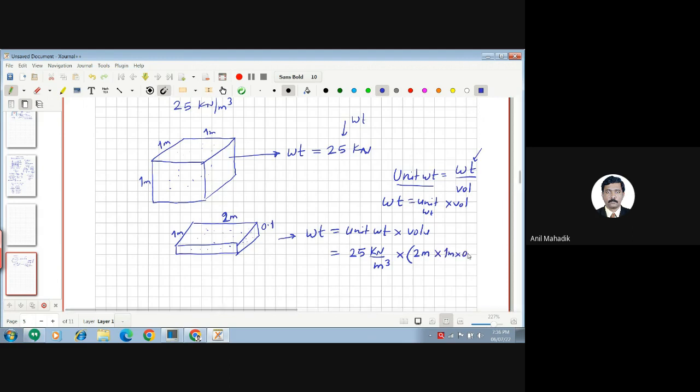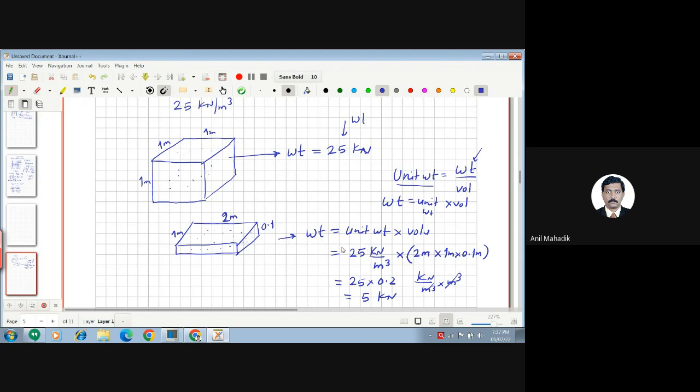I'm deliberately writing the units also because many times we may miss the important part. So 25 into 2 into 1 into 1 is 50 kilonewton per meter cube, and into meter into meter into meter means meter cube. So how much is this? 50 kilonewton. So this way we can calculate the weight of any object. You only need to multiply with the unit weight of that material.